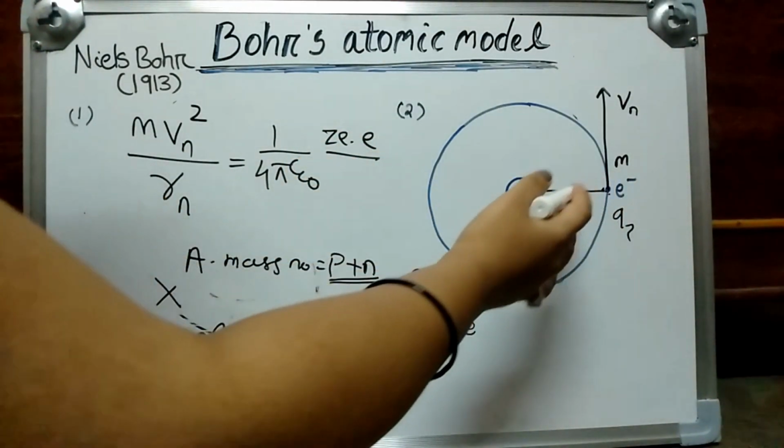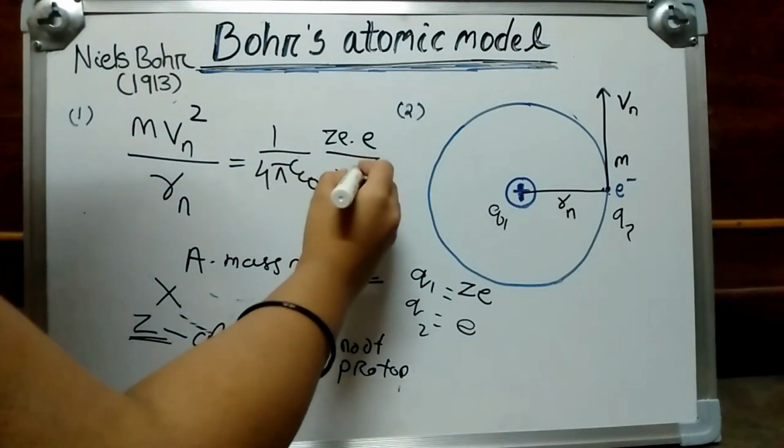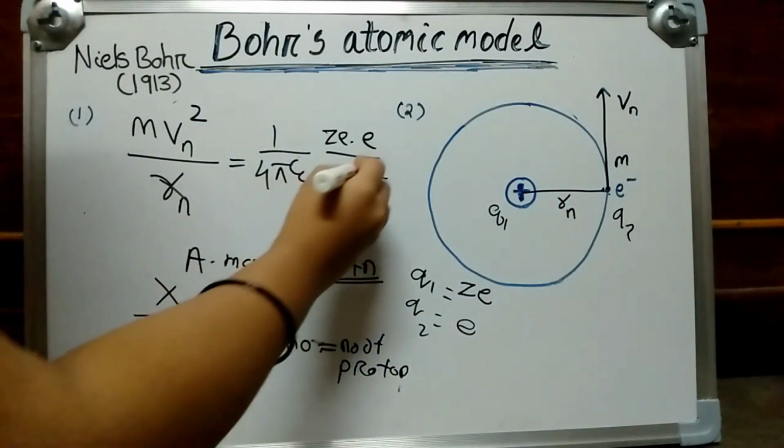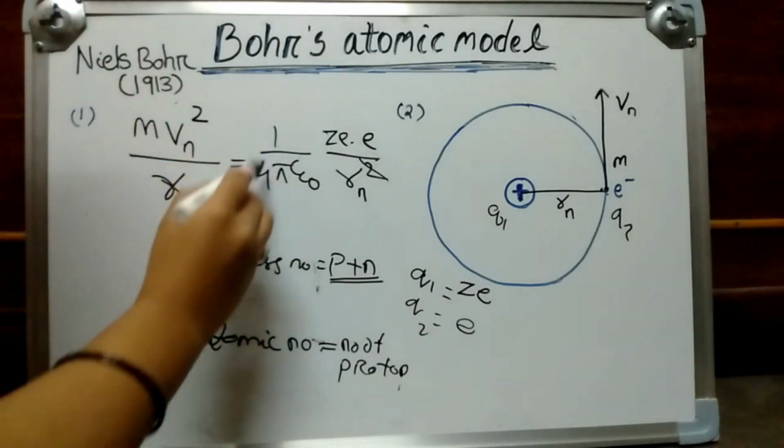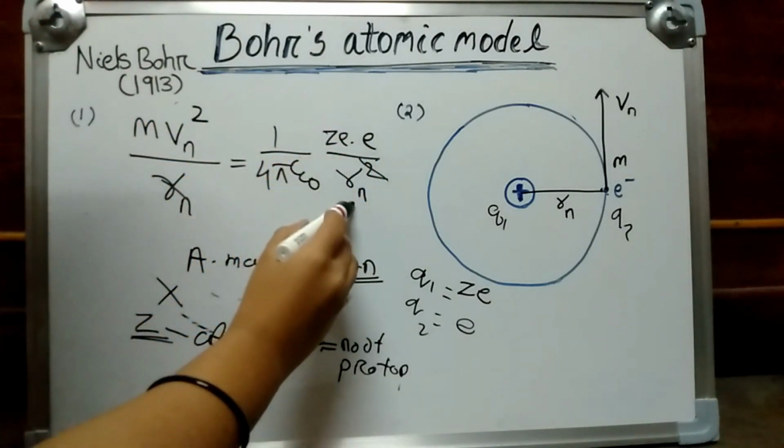What is the distance between these two? Rn. So Rn square. Here Rn cancels. So the formula is m Vn square equals 1 by 4 pi epsilon 0 Ze square by Rn.